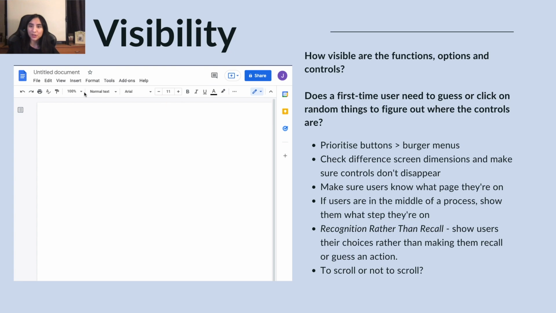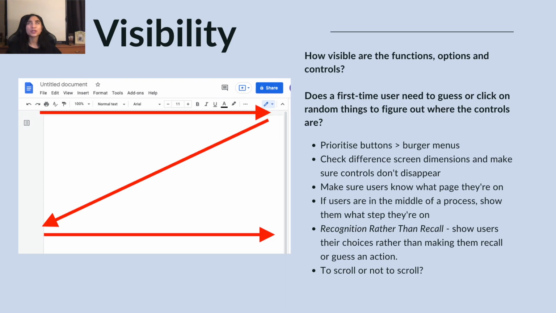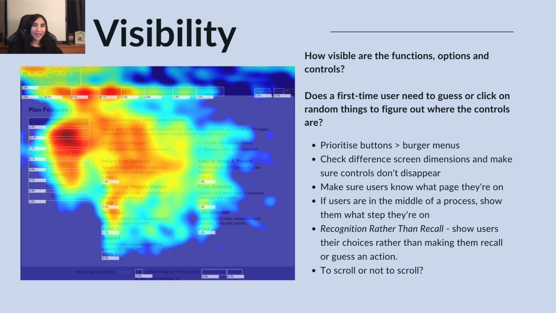Does a first-time user need to guess or click on random things to figure out where the controls are? So don't let your user need to scroll to find important controls. You should keep your most important functions at the very top of a page, visible and easily accessible, like Google Drive. The flow is usually from left to right, top to bottom.